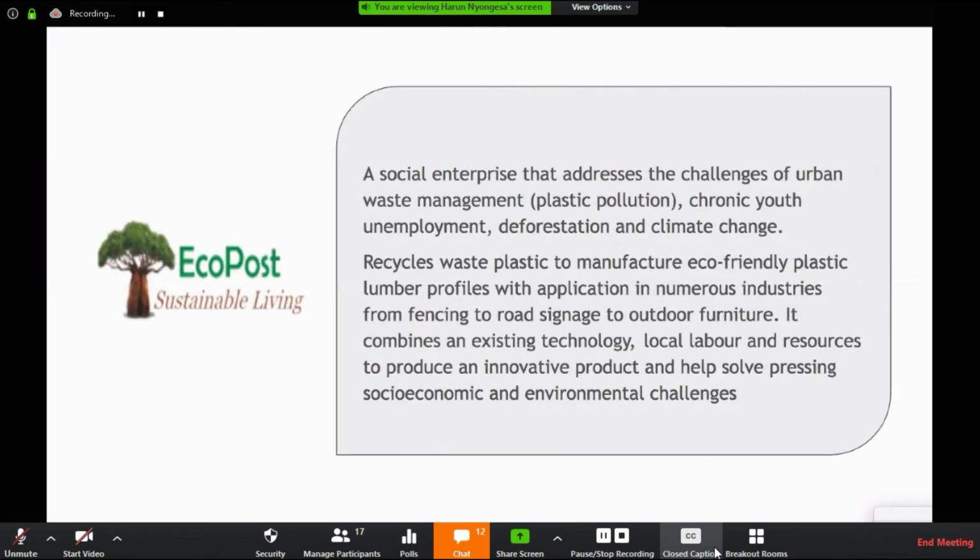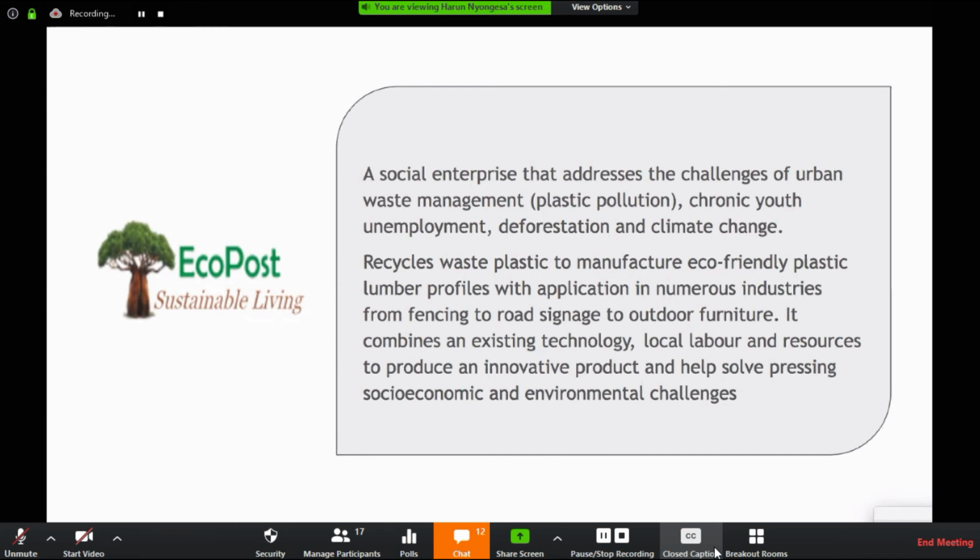Okay. Yeah, the next one is EcoPost. EcoPost is also a social enterprise in Kenya whose focus is on sustainable living. So it addresses the challenges of urban waste management. You know, in many urban centers in Kenya, we have a huge challenge of waste disposal and waste management. So this entity focuses on trying to solve the challenge of plastic pollution, chronic youth unemployment, deforestation, and climate change.